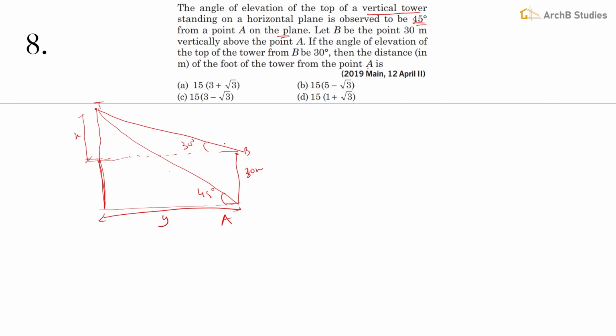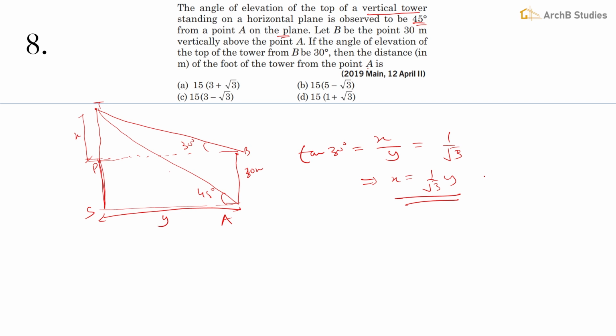If we see this triangle, let's name all the vertices A, B, C. Let this be P and S. Okay, so in triangle TPB, tan 30 degrees will be x upon y, which is equal to 1 by root 3. This implies that x is equal to 1 by root 3 y.